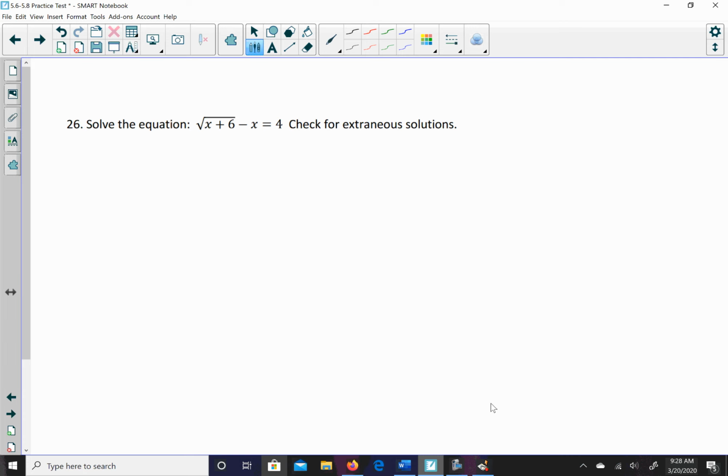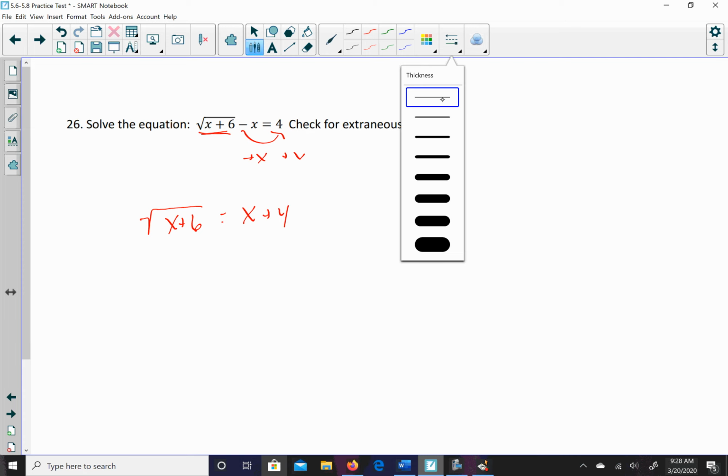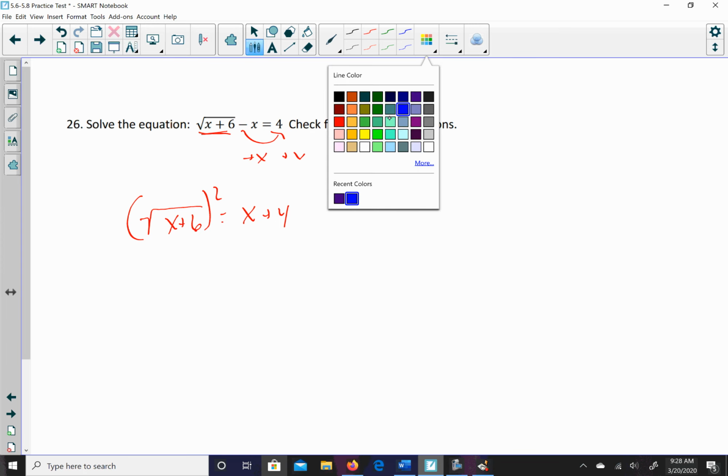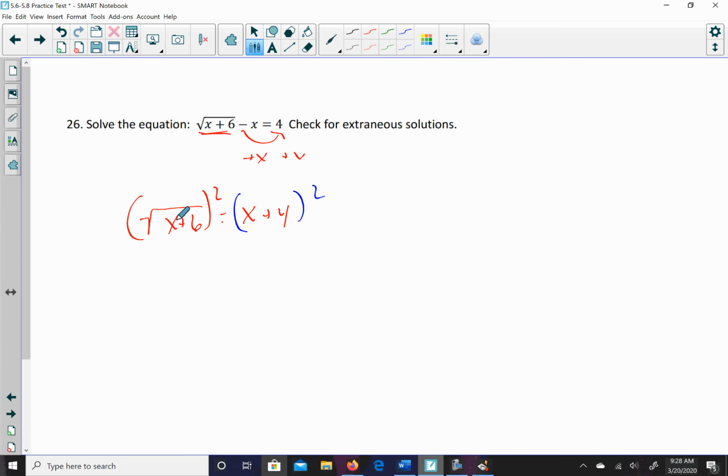Solve the equation. Again, this radical has to be on one side by itself. So this negative x has to go over to the other side, which means I'm going to add x to both sides. So I'm going to have the square root of x plus 6 is equal to x plus 4. To get rid of that radical, I'm going to square both sides. So I'm squaring this side, and I'm squaring this side. When I do this, the radical signs will cancel, so I'll end up with x plus 6.